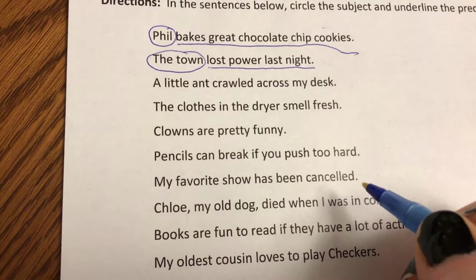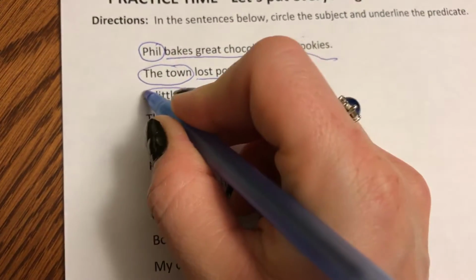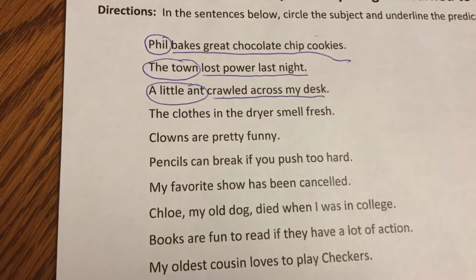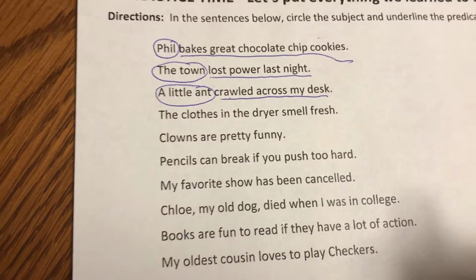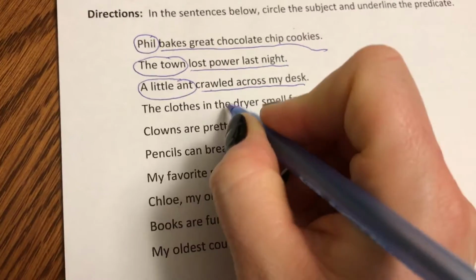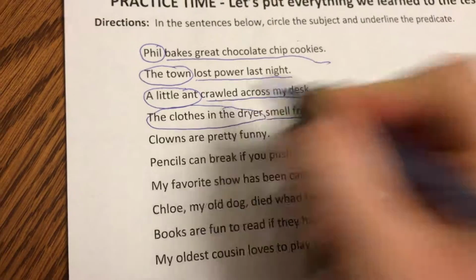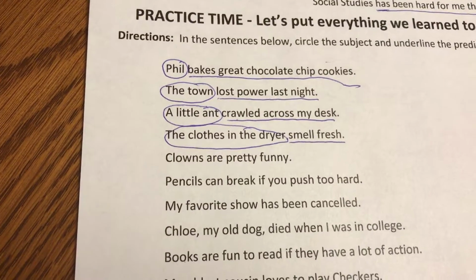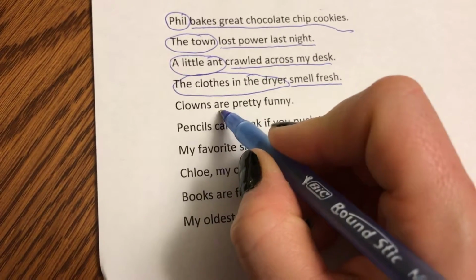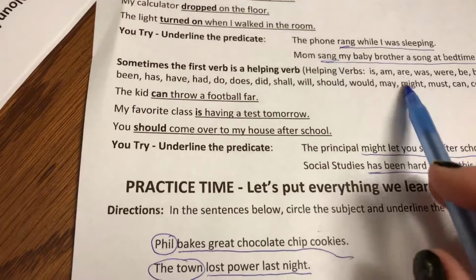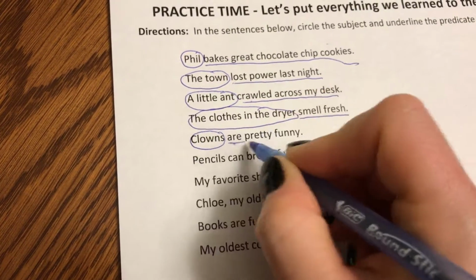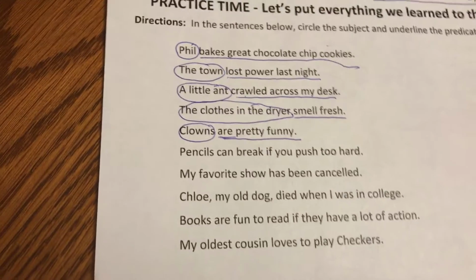A little ant crawled across my desk. This is about a little ant. And the first verb is that it crawled across my desk. The clothes in the dryer smell fresh. Okay, what did the clothes do? They smell fresh. That's the first verb. So this in the dryer goes with the subject as a prepositional phrase. Clowns are pretty funny. What about clowns? They're funny. This is a helping verb, are. Remember that? Is, am, are. So this is the first verb. It's about clowns. There we go.